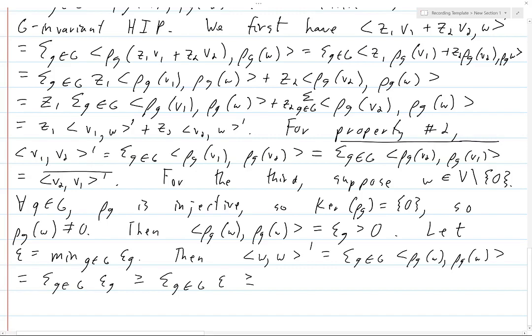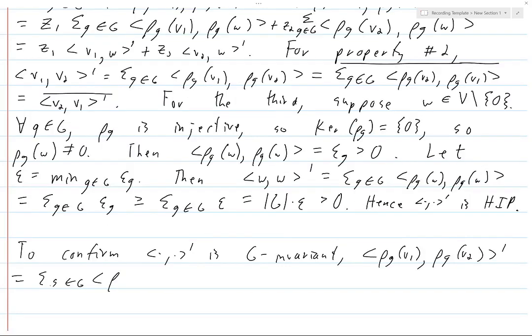To confirm that this is G invariant, we have <rho_g v1, rho_g v2>'. This is the sum over all s in G. So here we fixed a g, and we fixed v1 and v2 in V. There's a whole bunch of quantifiers in this problem that I'm not specifying, just because it will make it shorter to write, and also you can sort of infer what the quantifiers should be based on where things are being placed.